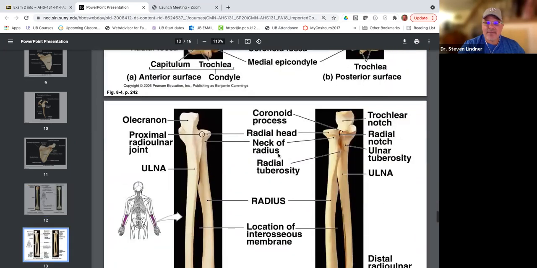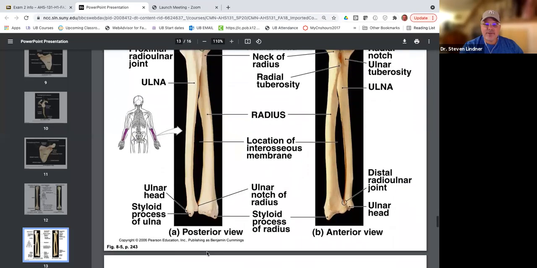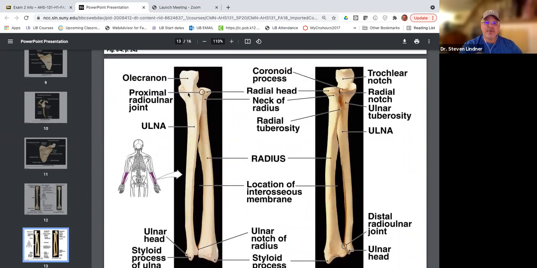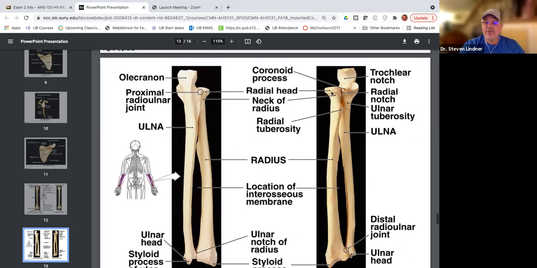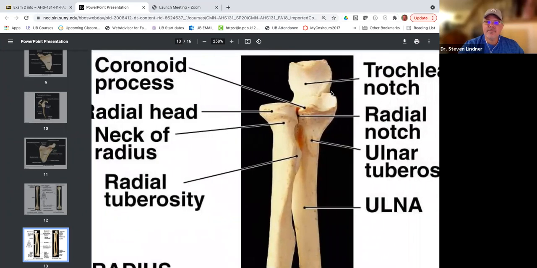Okay, let's look at the forearm. And again, you have to differentiate the posterior view from the anterior view. The posterior, when you feel the back of your elbow, you're feeling this, the olecranon process. When you look at it from the front, you see the trochlear notch, you see the head of the radius. Now, this head of the radius right here articulates with the ulna.